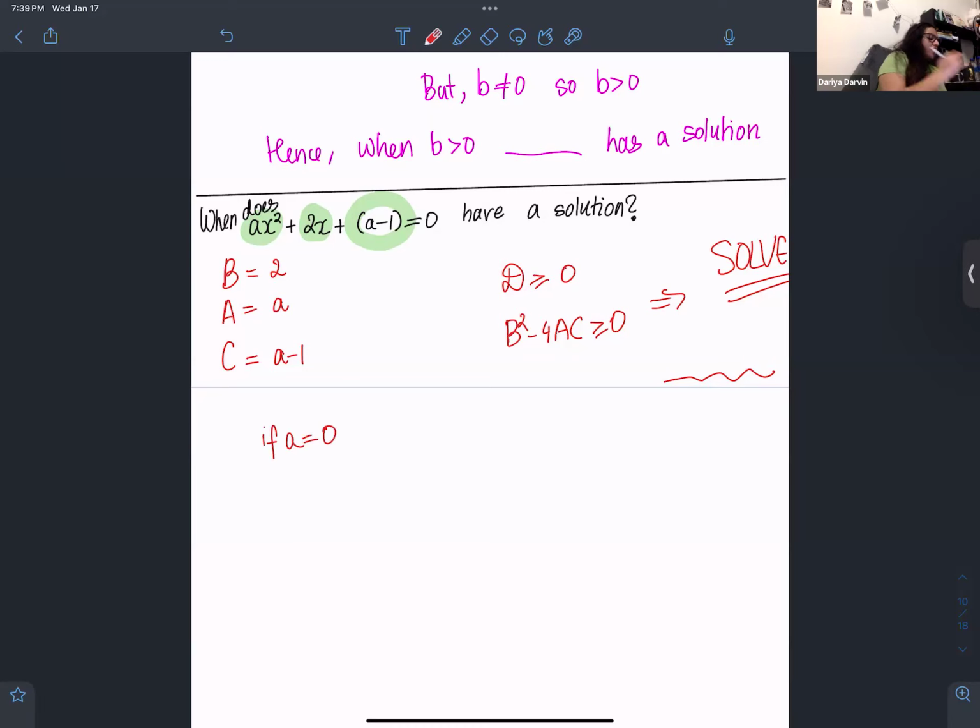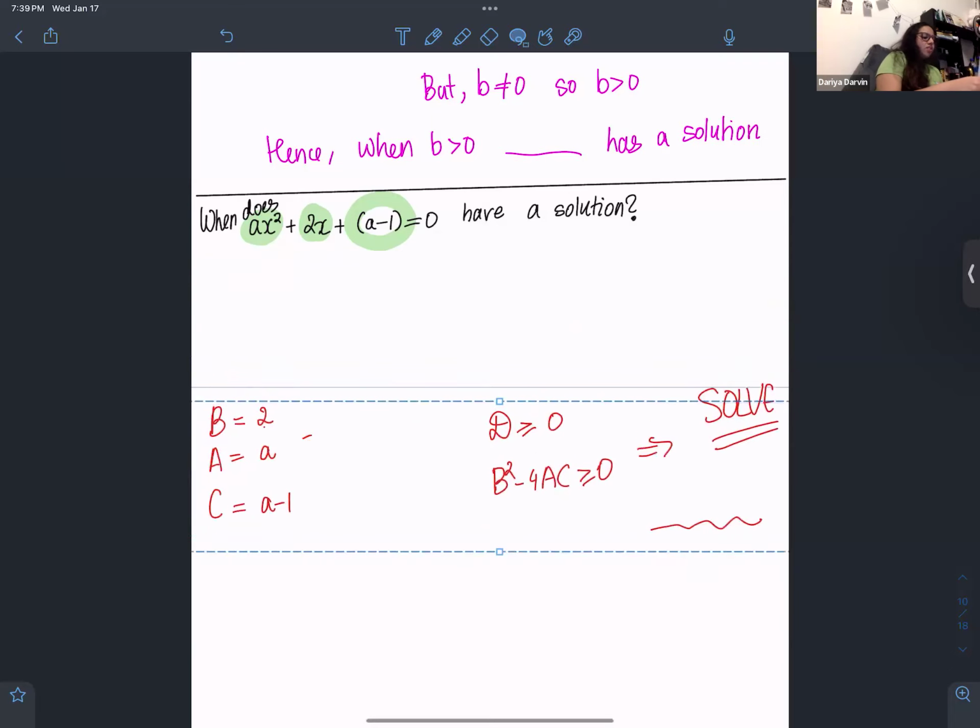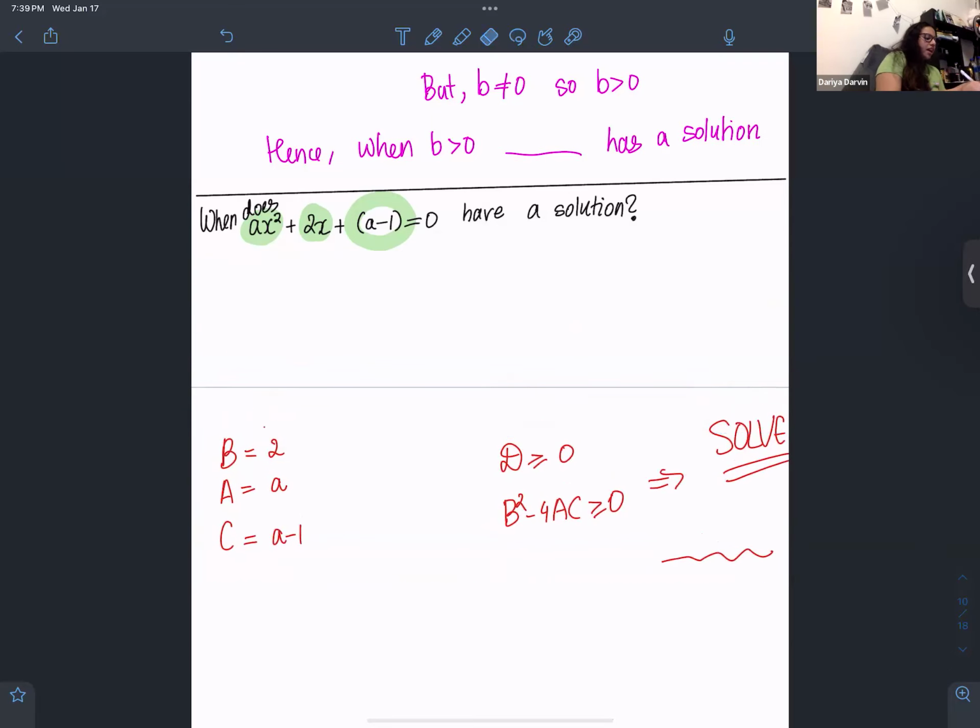This is why I want you to keep in mind everything I did here. I can do discriminant and all that kind of stuff only if I know it's a quadratic. If I don't know if it's a quadratic, I can't use all this. So this is valid only if capital A is not equal to 0, i.e. here A is not equal to 0. Then it's a quadratic and I can do all this. But I don't know if this is a quadratic.